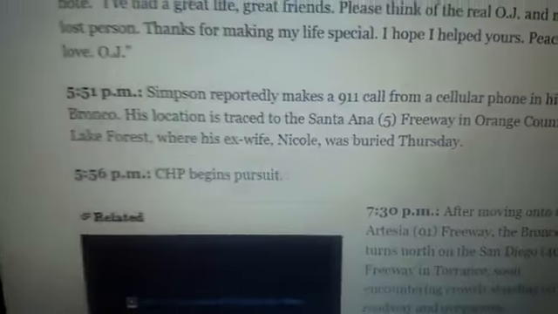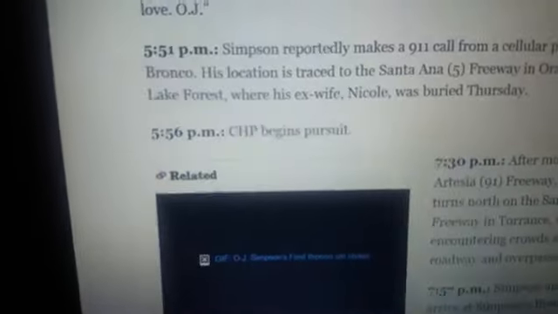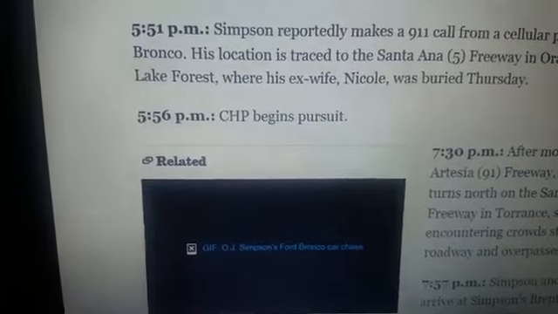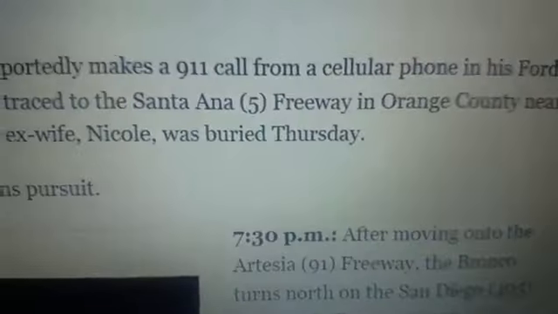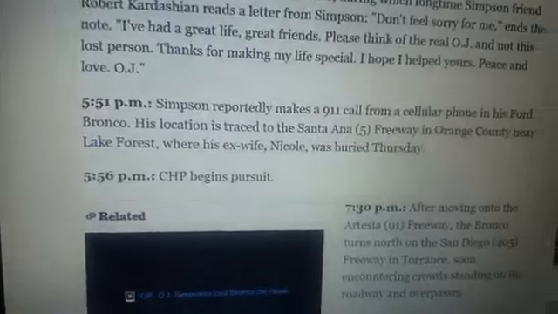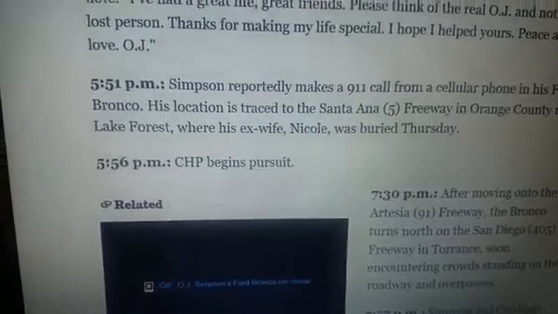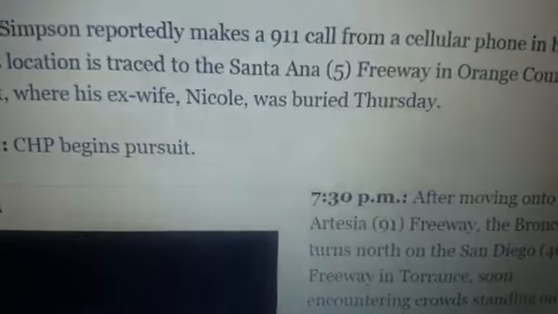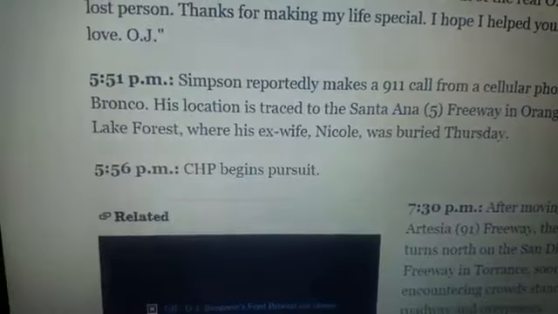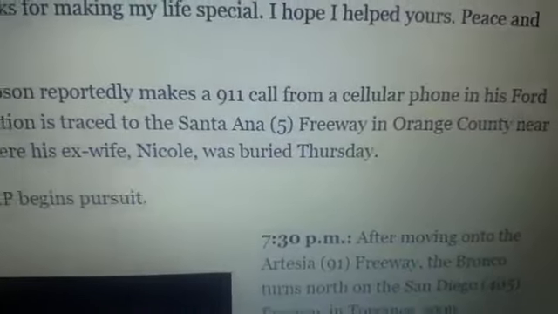Santa Ana 5 freeway. And you know how many officers, how many police cars were chasing O.J. Simpson on Santa Ana 5 freeway? There were a reported 14 police cars chasing O.J. Simpson on Santa Ana 5 freeway. 14 police cars chasing O.J. Simpson on Santa Ana 5 freeway.